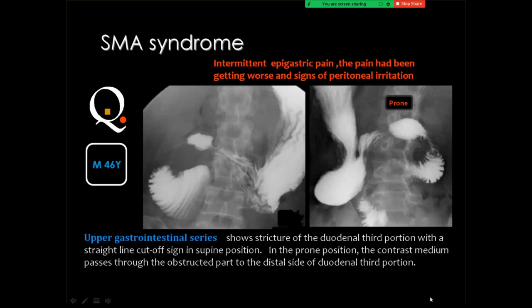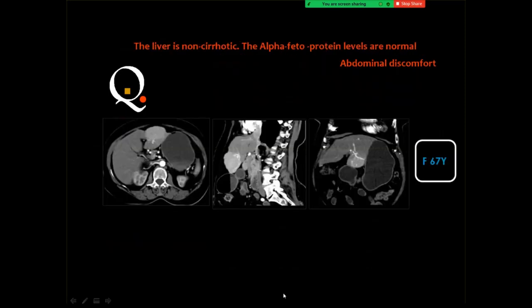And I know that you do not see these findings, but we used to see these findings very frequently in the era of barium studies. But now we depend on the CT scan to diagnose this lesion.